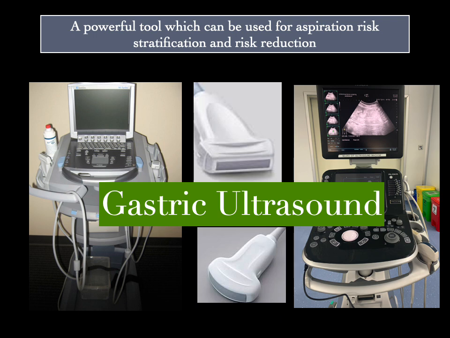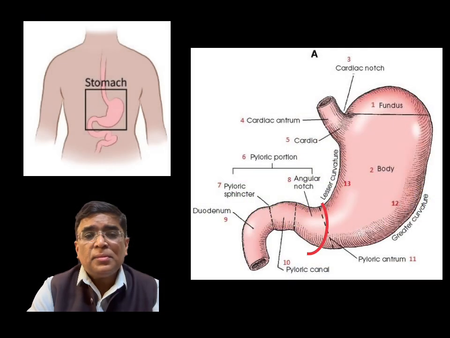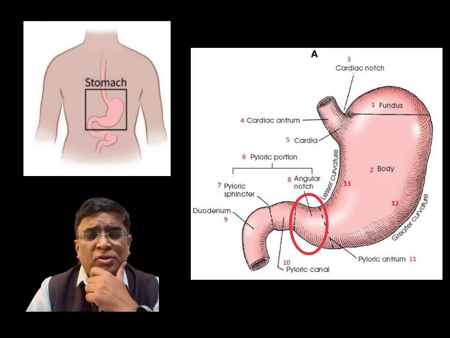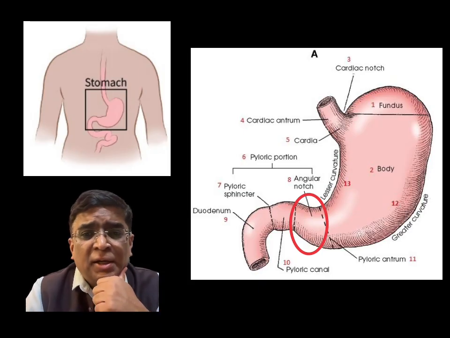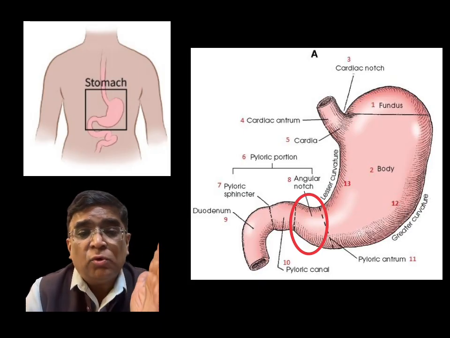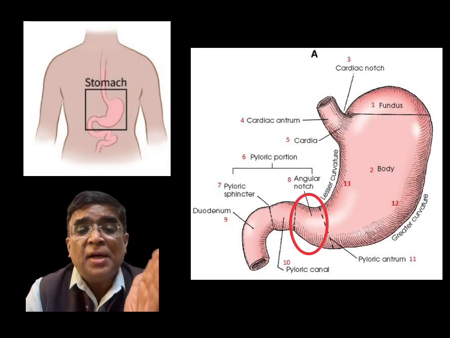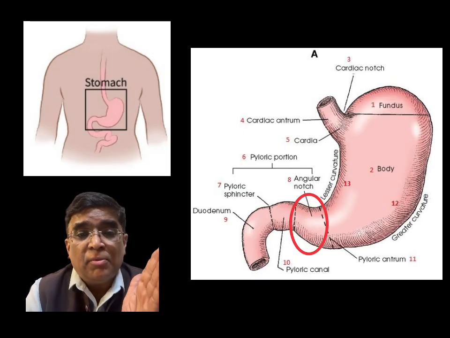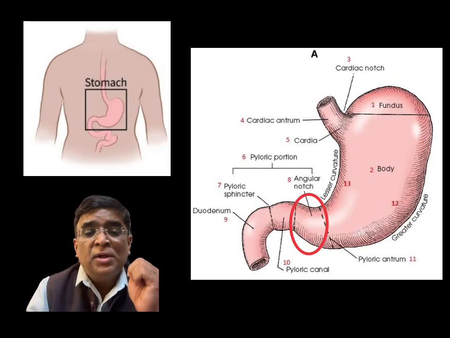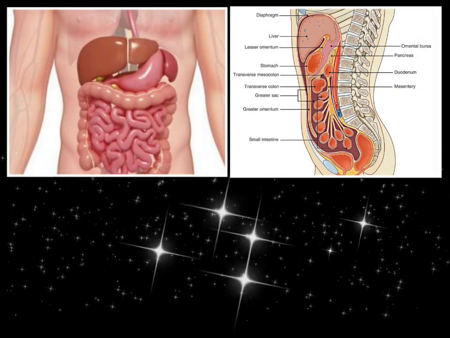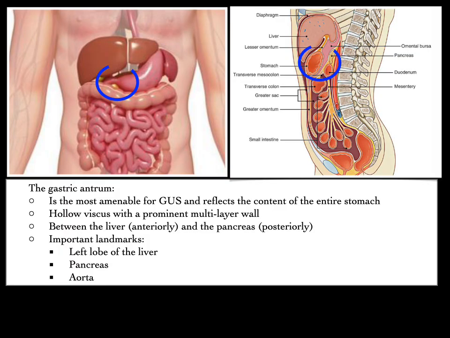Now, what do we need? Any of these portable ultrasound machines can be used to perform gastric ultrasound. When we perform gastric ultrasound, which part of the stomach do we look at? We are mainly trying to focus on the pyloric antrum or gastric antrum, because that is an area of the stomach which can be easily identified, and there is a significant reason as well, because it is sandwiched between the anterior abdominal wall and the stomach.